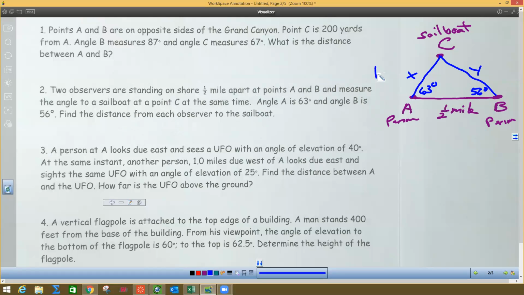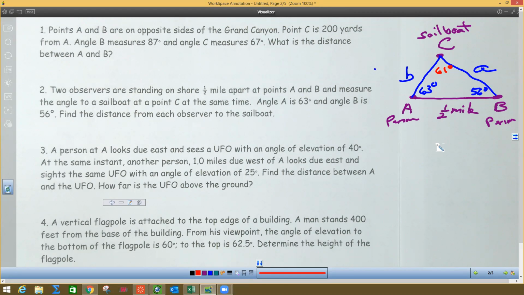Now, if you want to call this little b like we did before, you can call this little b because it's opposite big B. If you want to call this little a, you can call this little a. All right. Now, what are we going to have to find first before we can find either little a or little b? The third angle. What do we always do to get the third angle? So I take 63 and 56. I believe that's 119 on my calculator. So since that's 119, this is going to be a 61-degree angle right there.